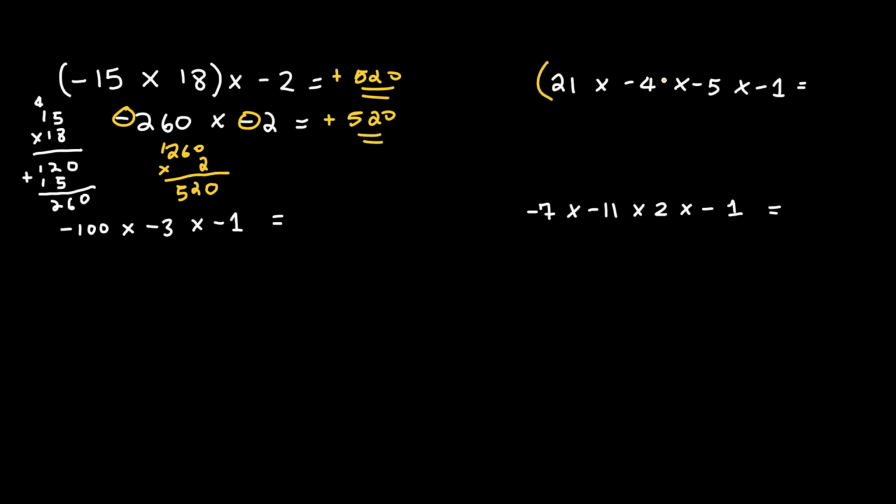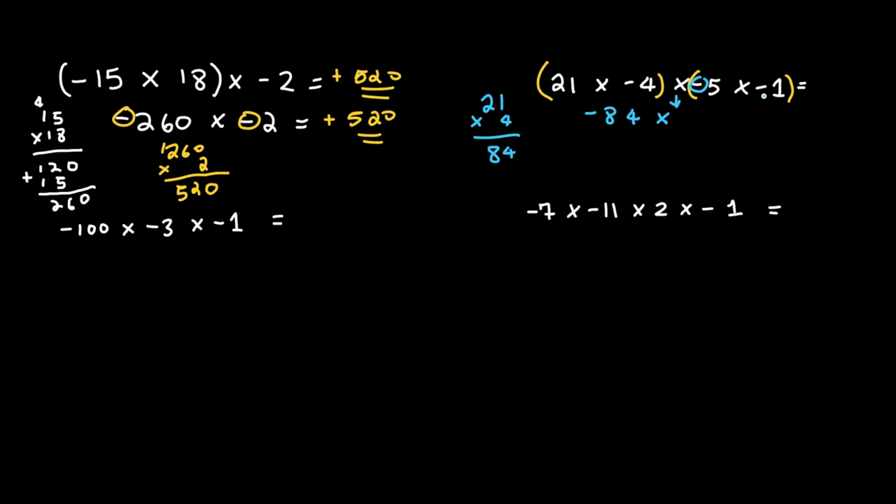Let's group them in pairs. In this way, we can solve them without making any mistakes. Now, positive times a negative will give you a negative. Now, let's take 21 times 4. 4 times 1 is 4. 4 times 2 is 8. We have negative 84. We can bring down the multiplication sign.